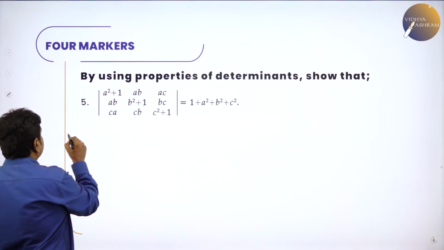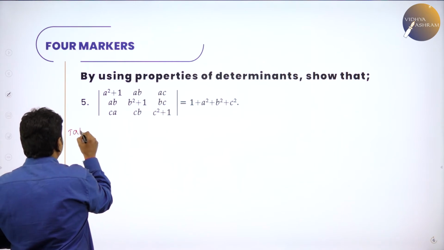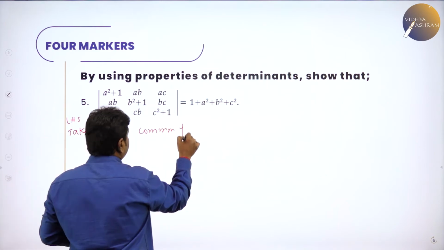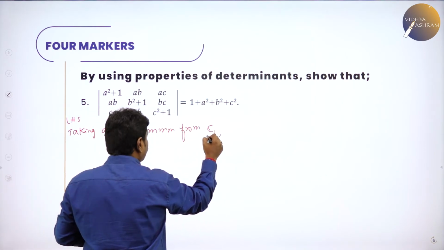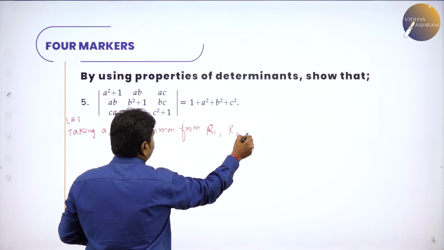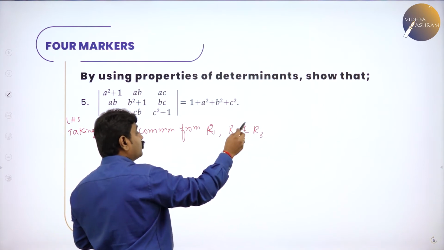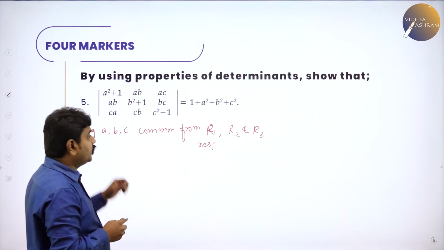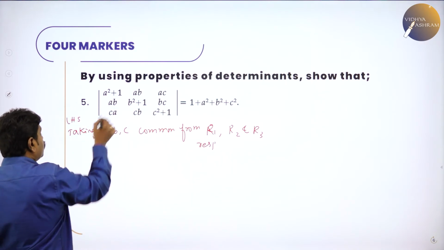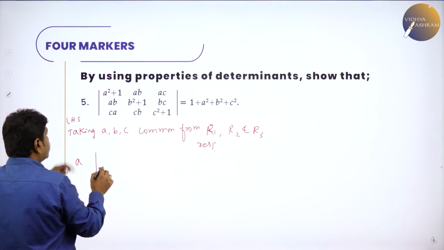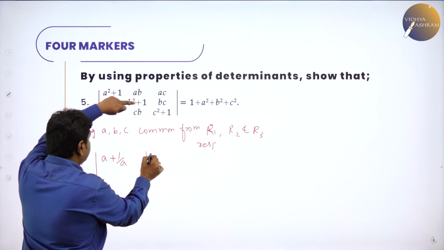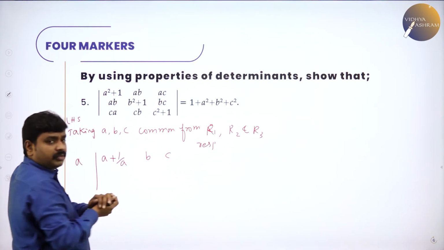So now we'll take the LHS, and in the LHS we'll take a, b, c common from row 1, row 2 and row 3 respectively. If I do that, in the first row, if I take a common, the first row becomes a, and there is no a here, so it will become 1 by a. This will become b, this will become c. Are you able to follow?